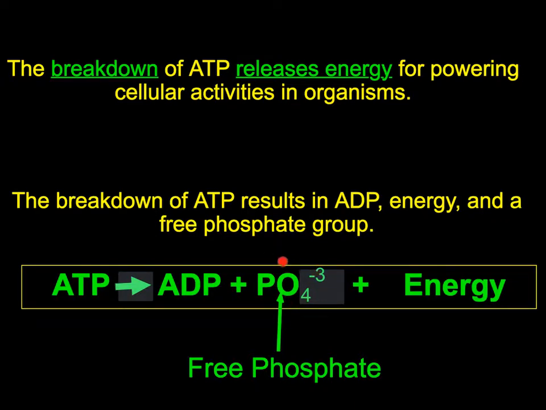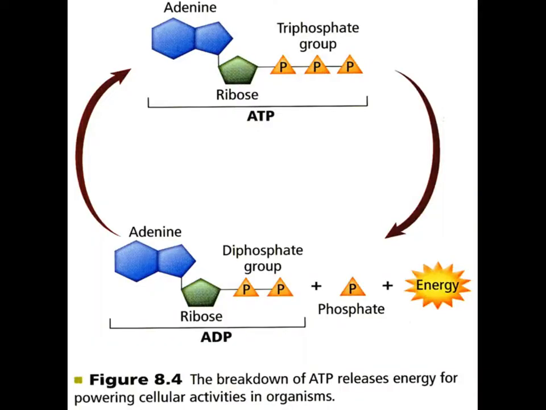It's now just free floating. So we call it a free phosphate group. And that releases energy. So the breakdown of ATP to ADP results in energy being released and a free phosphate group being released. That's what this diagram is showing us. If you look here, just try to follow me here, you've got ATP, adenosine triphosphate, that's that molecule. I told you there's energy stored in the bonds that are holding these phosphate groups to it.